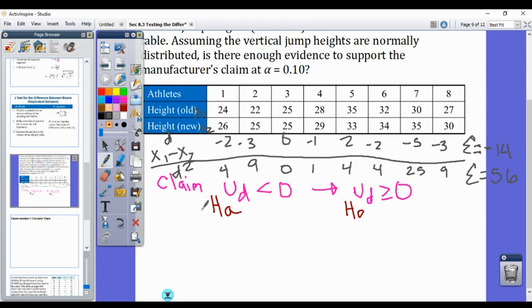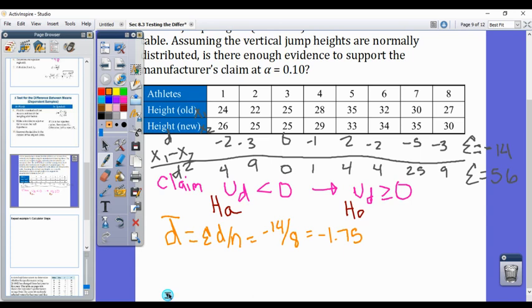So now what I'm going to do is I am going to calculate D bar. D bar is the sum of D divided by N, which in this case is -14 divided by 8. So I'm going to get negative 1.75.